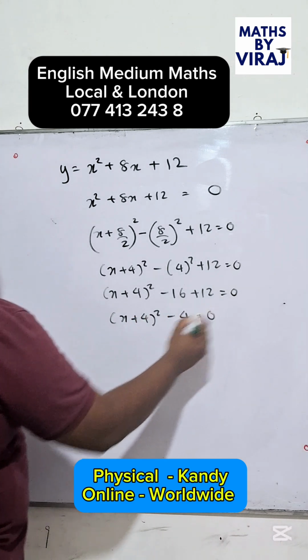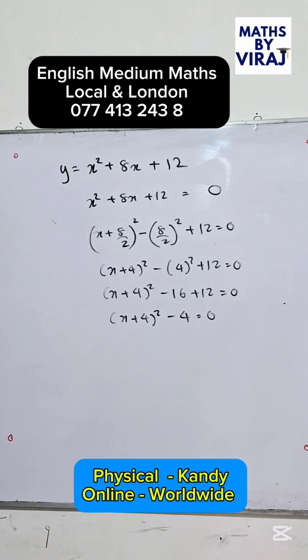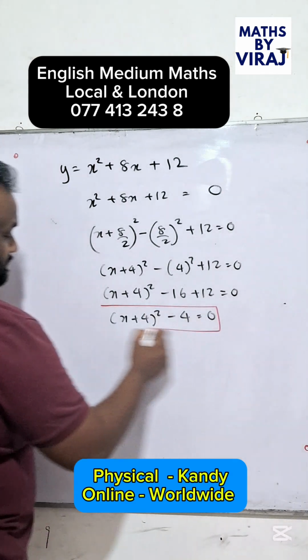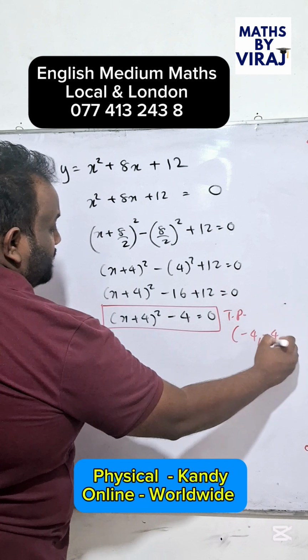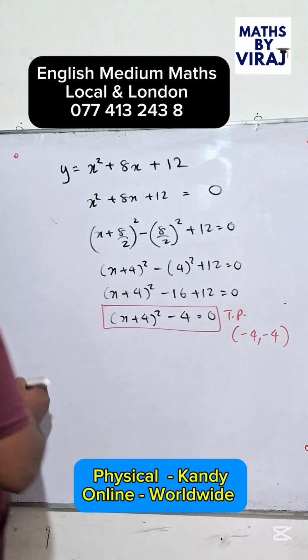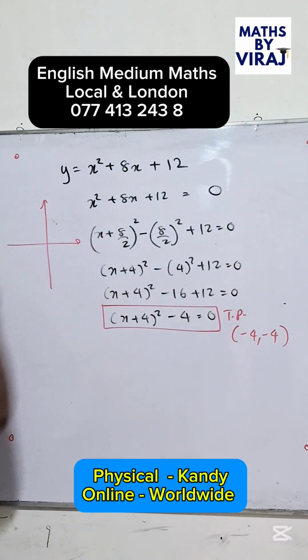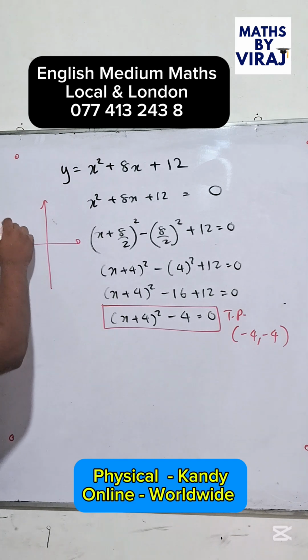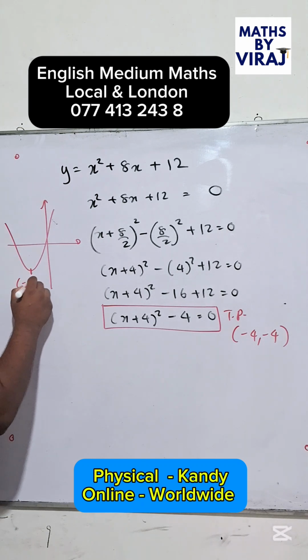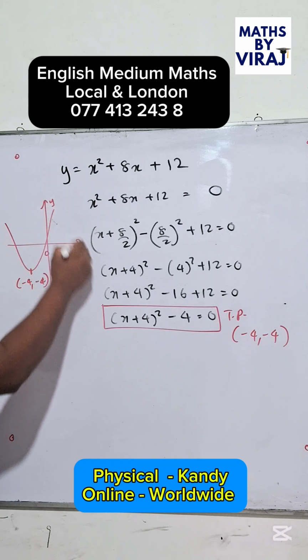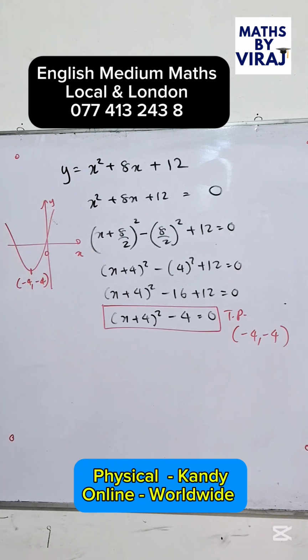Minus 4 equals 0. Now children, you should understand that at this particular point in a quadratic graph, this is what we call our turning point. Here our turning point is minus 4, minus 4. That is, if a graph is to be drawn, right? I'll be drawing a very simple graph here. This will be our turning point and the coordinate of that turning point will be minus 4, minus 4. That is what is expected from us.